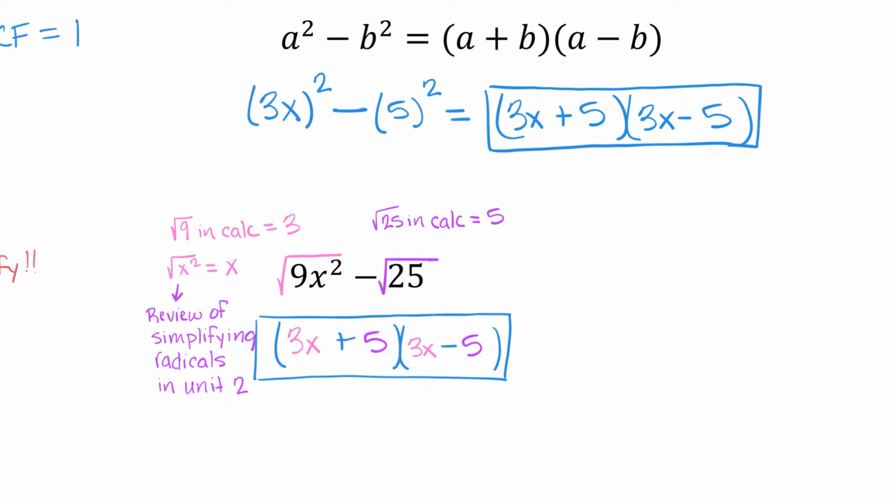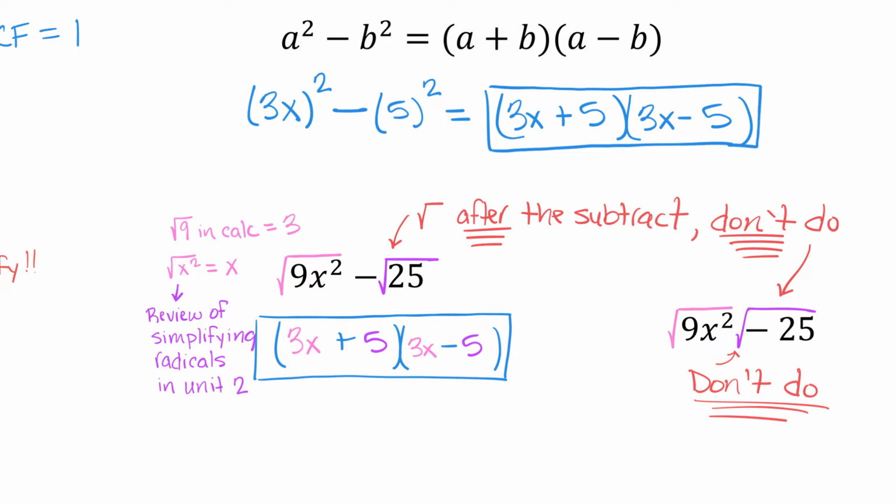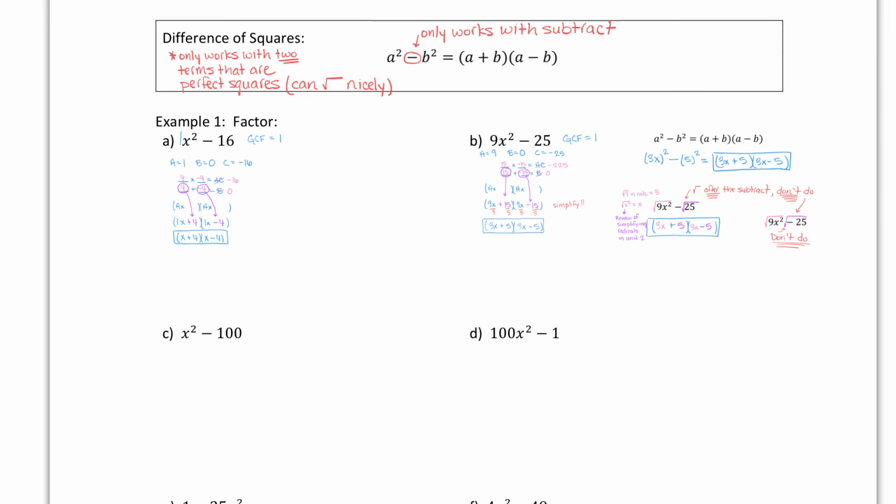Make sure though that you are doing the square root after the negative, after the subtract, right? Don't include the subtract in your square root. So do not do this. Do not put the square root before the subtract. Do the square root after the subtract. All right, next example.